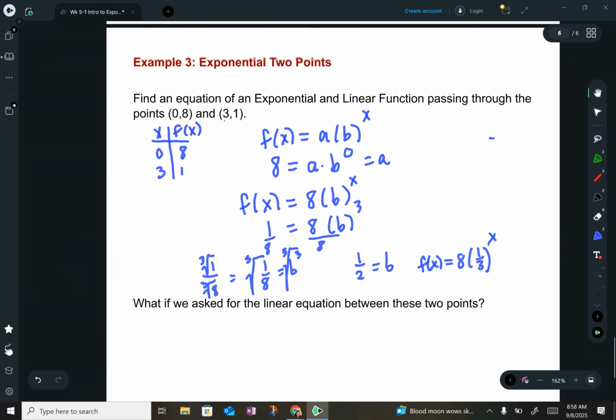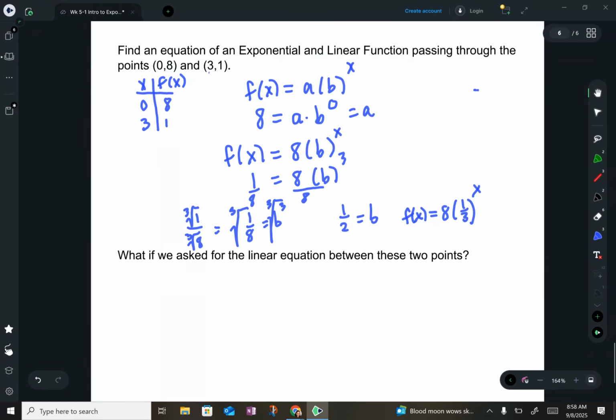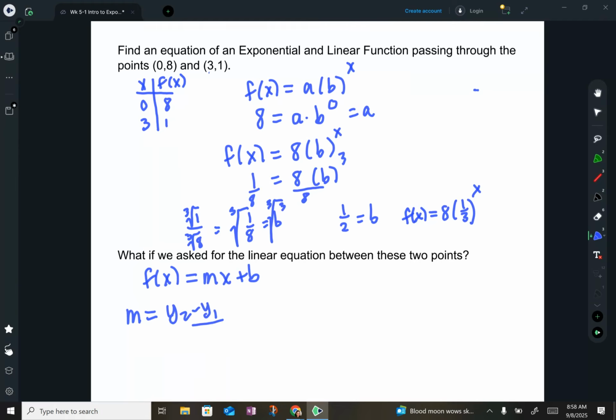All right, let's go ahead and just as a quick review, what if we were asked for the linear equation between these 2 points? Again, this isn't a pre-calc topic, but I do think that lots of times people need a review on this. Remember, for that, we're looking for a function of the form f of x equals mx plus b. And when we're solving for linear equations, the first thing you do is always find the slope. So our slope m is going to be, remember this is y2 minus y1 over x2 minus x1.